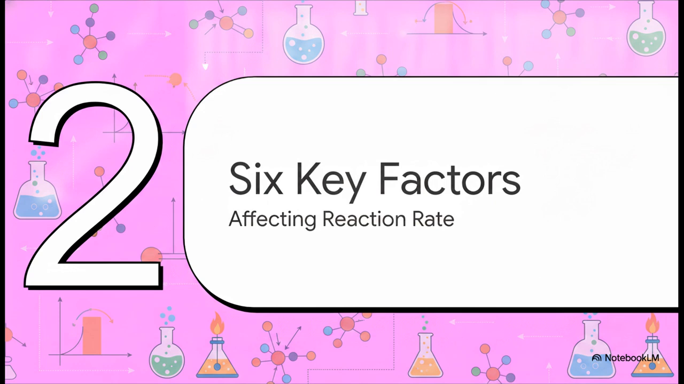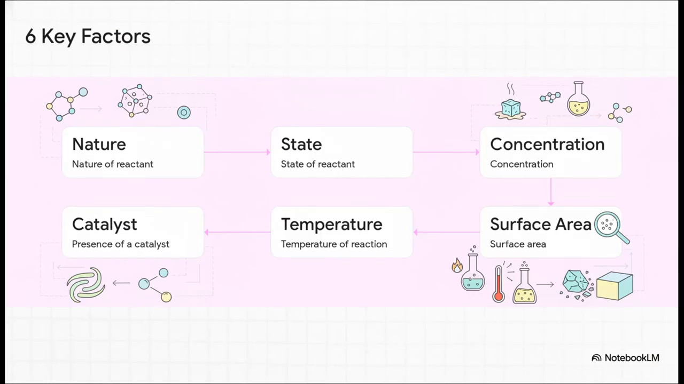Moving right along to Section 2, the 6 key factors. We're going to read straight from the guide here, so get ready to memorize the exact sequence of these 6 factors. All right, here is the exact order, straight from the table in that Toot guide. 1. Nature of the reactant. 2. State of the reactant. 3. Concentration. 4. Surface area. 5. Temperature. And 6. Presence of a catalyst.